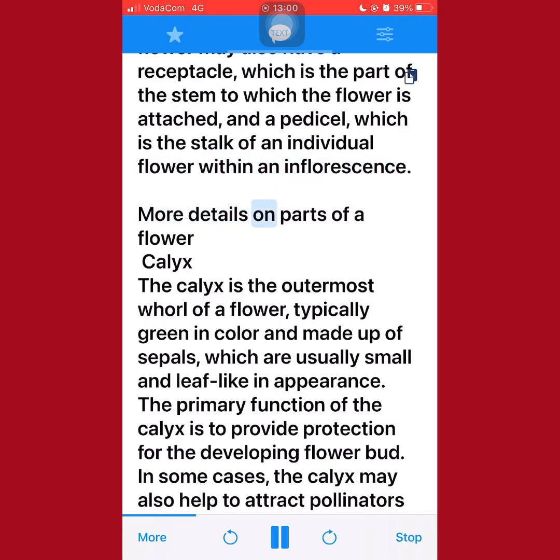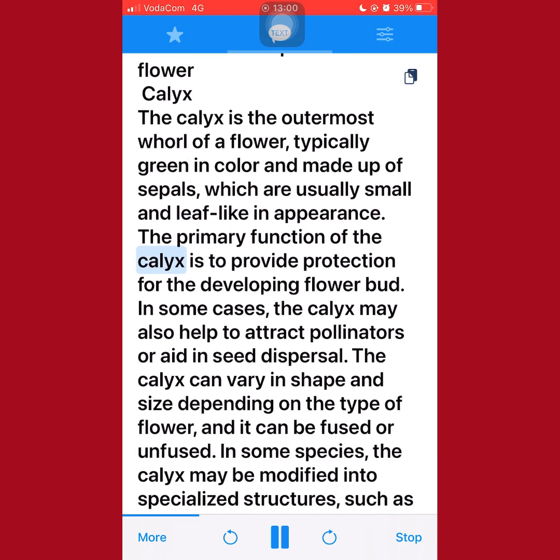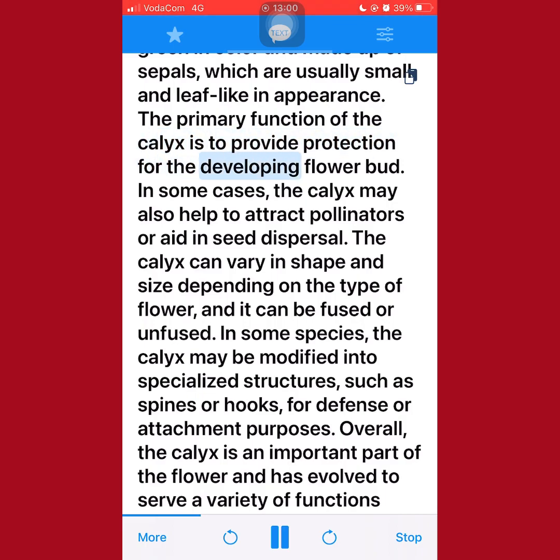More details on parts of a flower. Calyx. The calyx is the outermost whorl of a flower, typically green in color and made up of sepals, which are usually small and leaf-like in appearance. The primary function of the calyx is to provide protection for the developing flower bud. In some cases, the calyx may also help to attract pollinators or aid in seed dispersal.